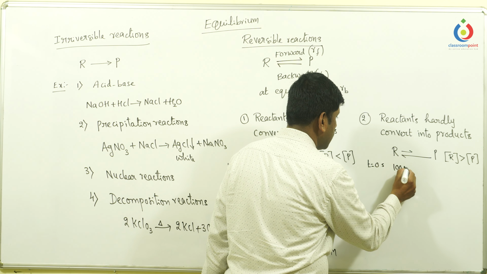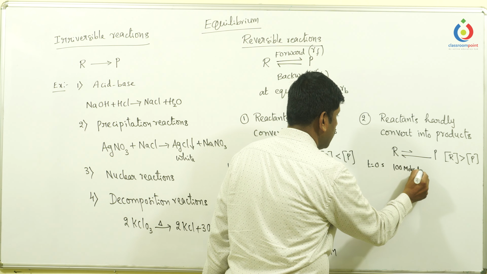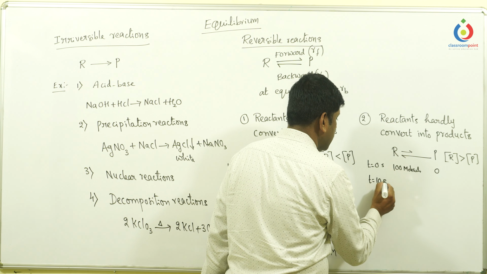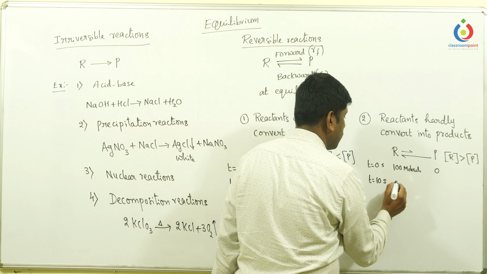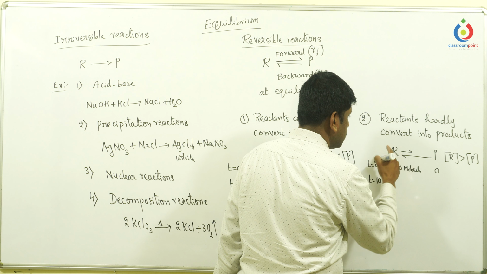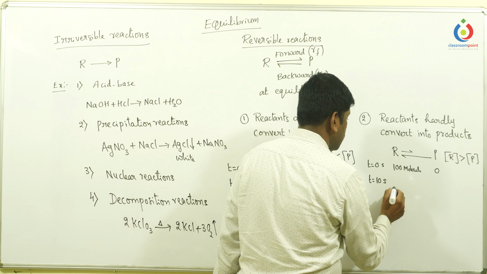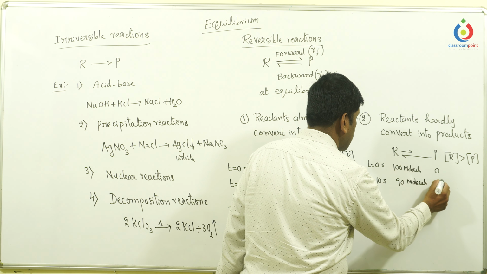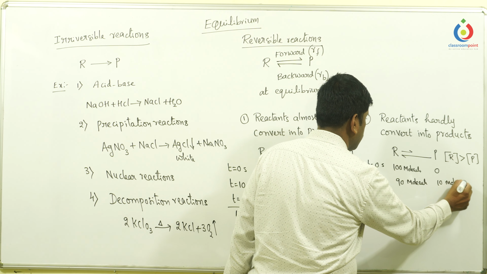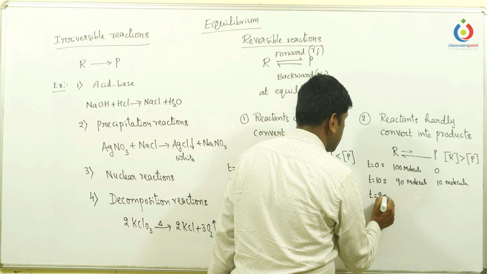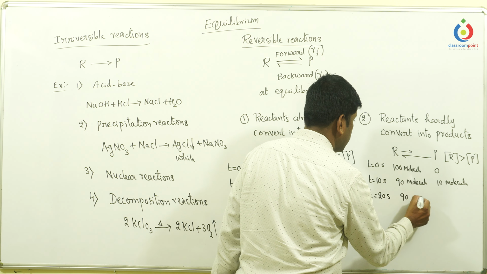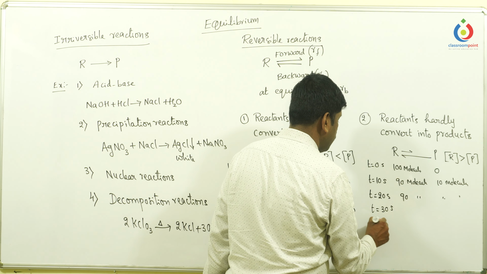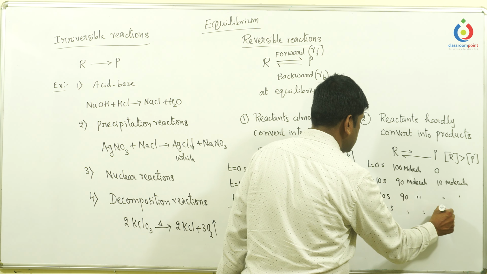Initially 100 molecules are there. Imagine 100 molecules of reactants. Here 0 molecules of products are there. After 10 seconds, let us take only 10 molecules converted, so 90 molecules of reactants and 10 molecules of products are present at that second. Next, at 20 seconds, the same 90 molecules of reactant and 10 molecules of products are there. Even after 30 seconds and after infinite time, the same concentrations are maintained.